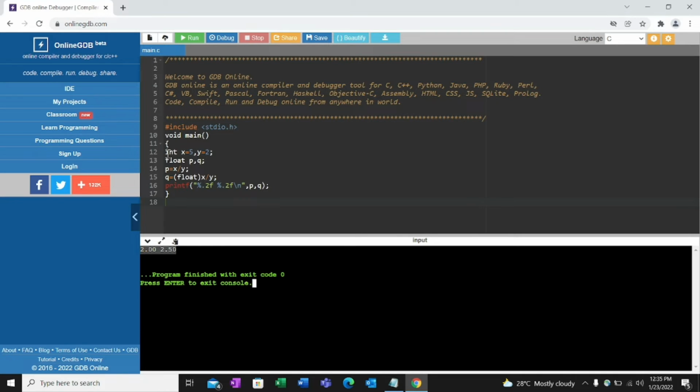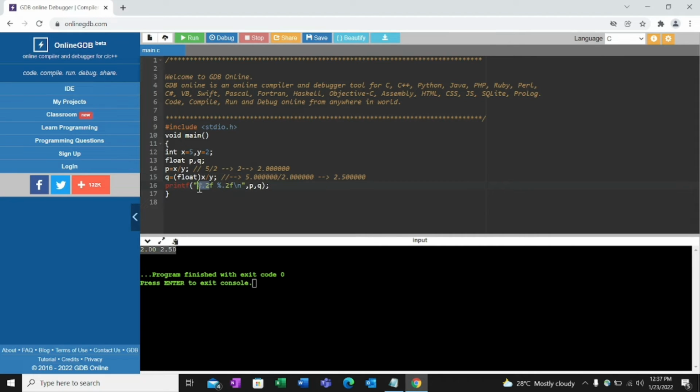So here x and y are integer variables, but p and q are float variables. Here x divided by y means 5 divided by 2. Since it is integer division, it will give 2 only. But here p is a float, so it will print 2.000000. By default, it goes up to 6 digits. In the next statement, x and y are integers, but here we explicitly put float, so it is now like a float data type. So x divided by y is 5.000000 divided by 2.000000. Now the output is 2.500000. This is the output of q.